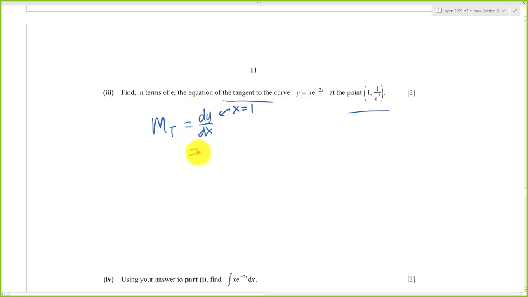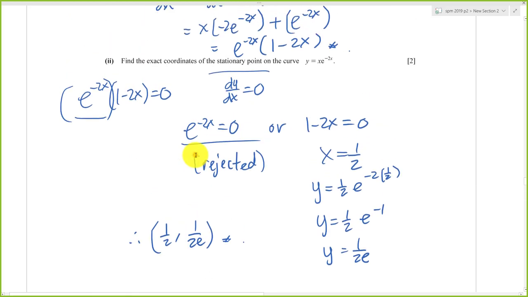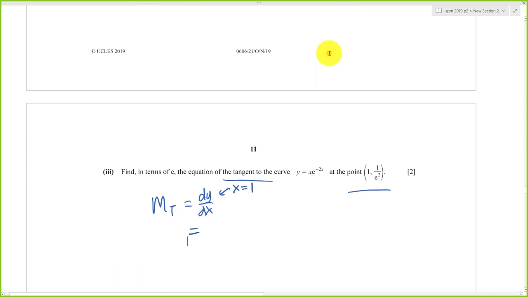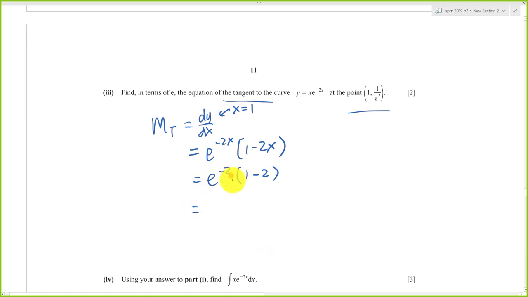So we have the dy/dx above there, which is this one, e^(-2x)(1 - 2x). This one is my dy/dx, but I need to sub the x value into dy/dx, right? So this is e^(-1)(1 - 1), from here I will get e^(-2) is 1 over e squared. This is negative 1. So it's negative 1 over e squared. So this one is my gradient of tangent. But I want to get equation of tangent, I will need to use this one.